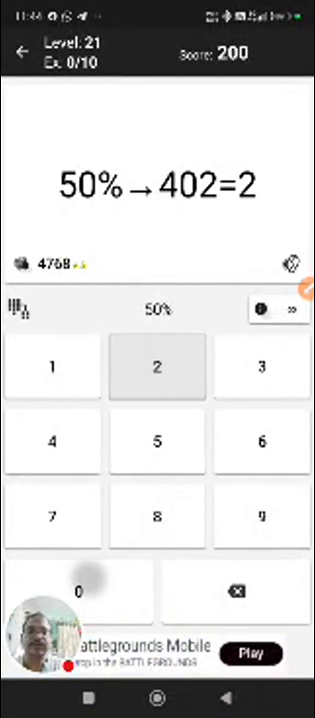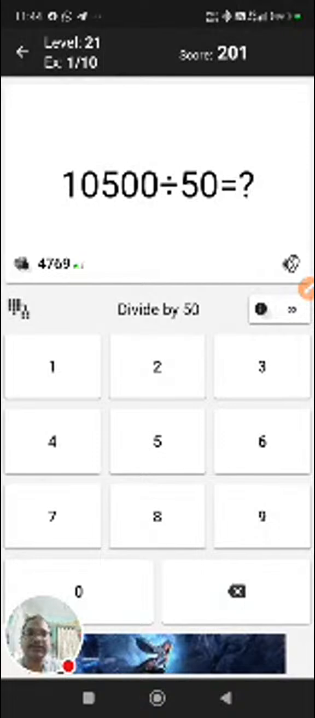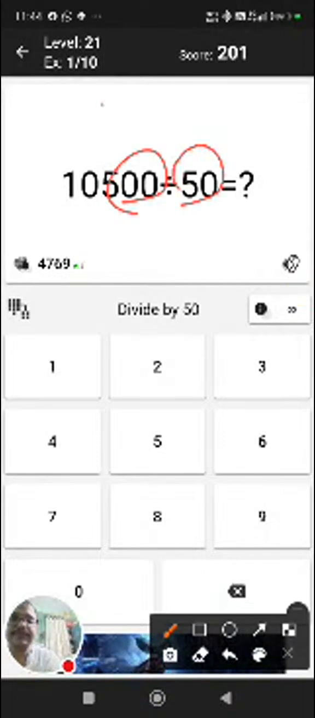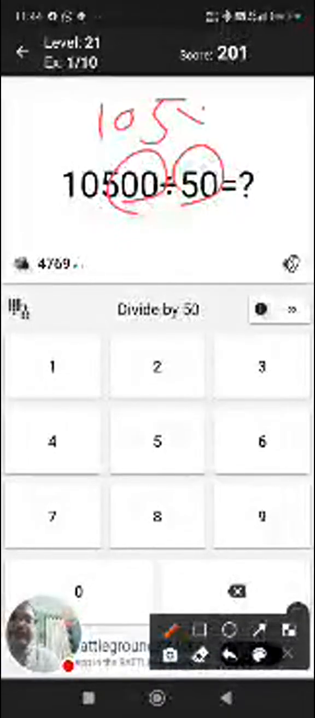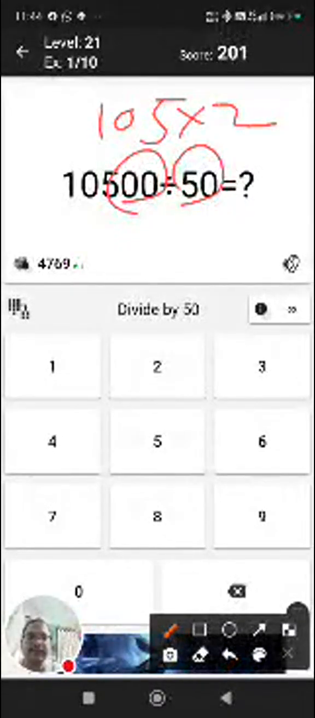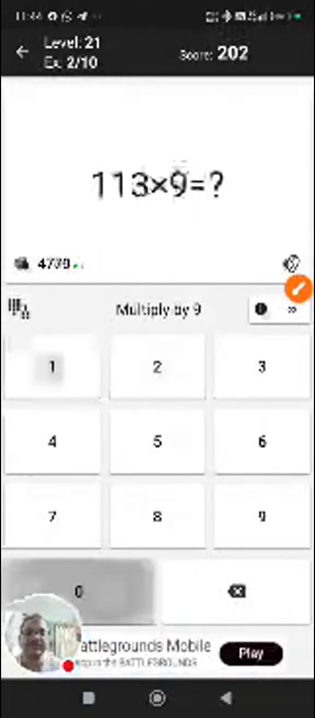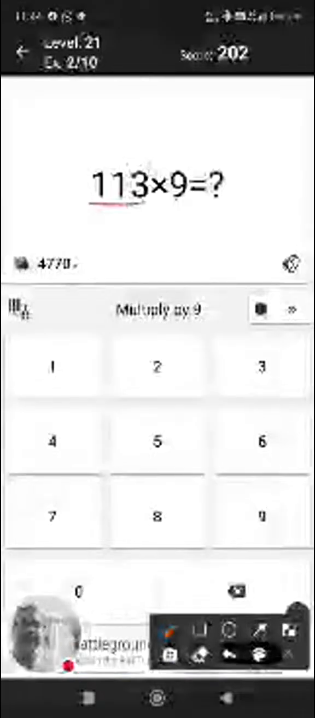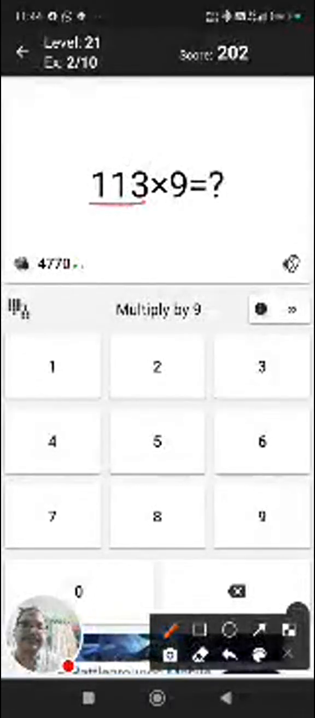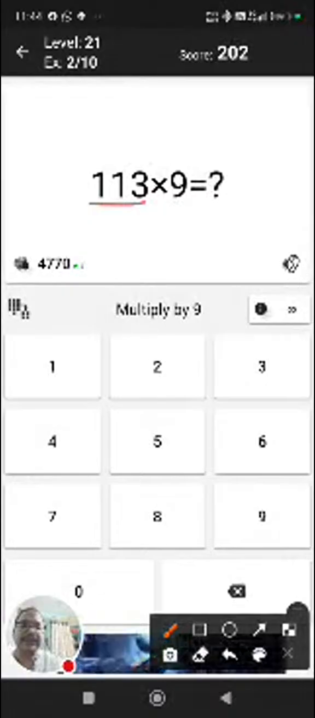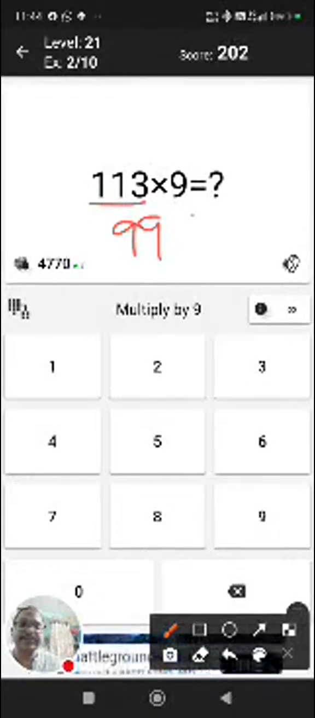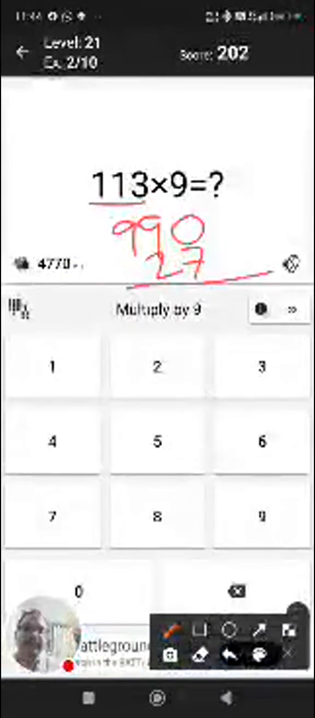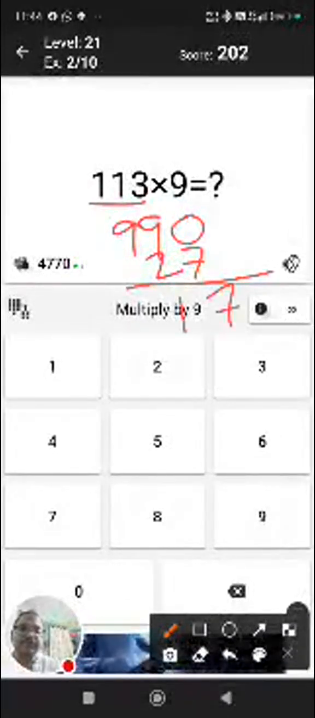50% of 402, which will be 201. 00 cancel, 00 divided by 50, which will be 105 into 2 times, which will be 210. So the answer will be 210. So for this we write this as 110 plus 3 into 9. 11 9 times will be 99, and 9 3 times will be 27. Sum of these two will be the answer, 1017.